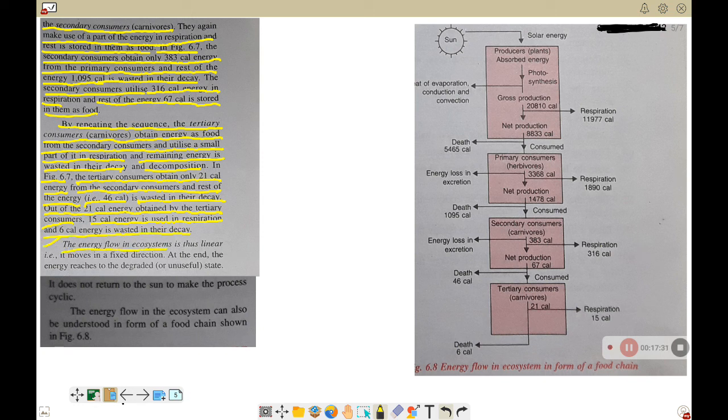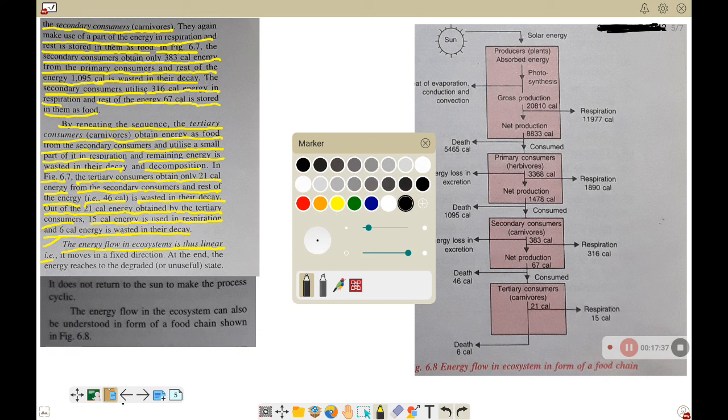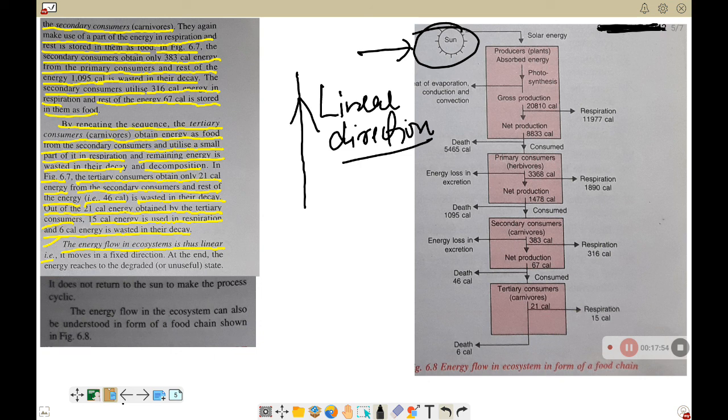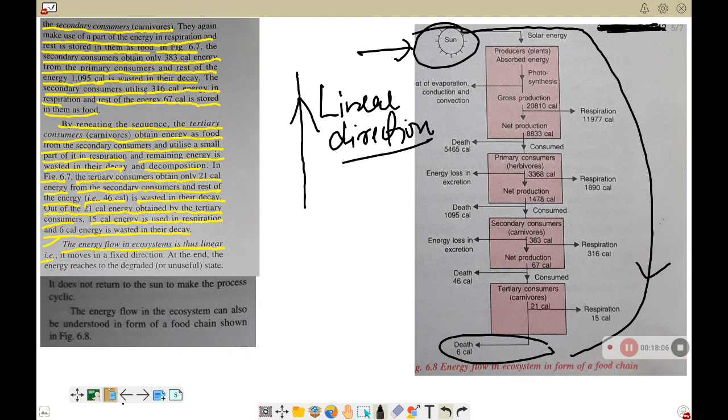So the energy flow in this ecosystem is linear, meaning it flows only in one direction. The flow of energy in a food chain is linear. Linear means in one direction. Unidirectional means the energy cannot reach back to the sun. You see that the sun is the ultimate source of energy. Energy is received from the sun, isn't it? And it goes till here, till the death. But the energy is flowing from the sun towards here, and it is not going back to the sun. So it moves in a fixed direction. At the end, the energy reaches a degraded, that is unuseful, state. So it does not return to the sun to make the process cyclic.